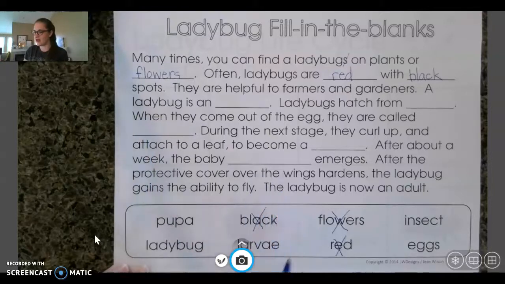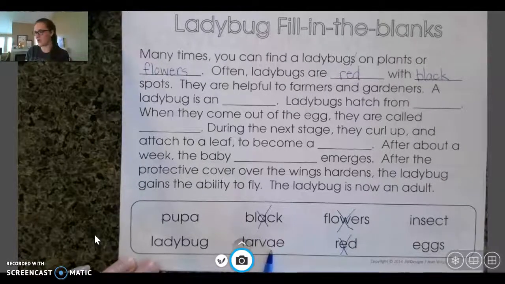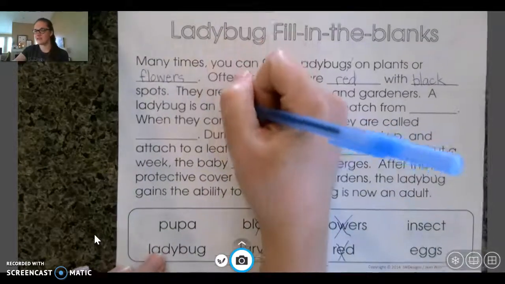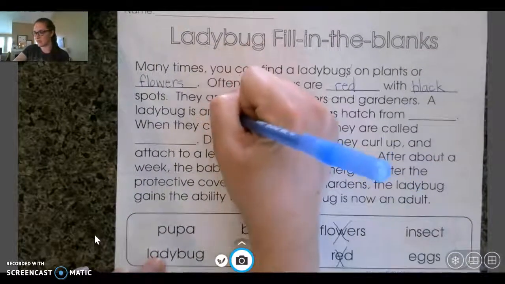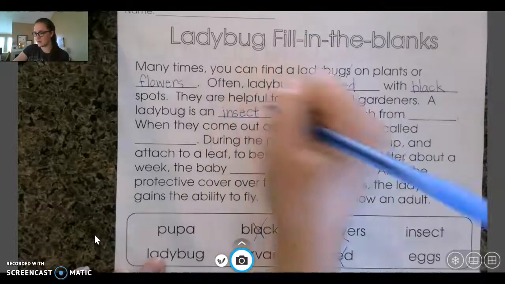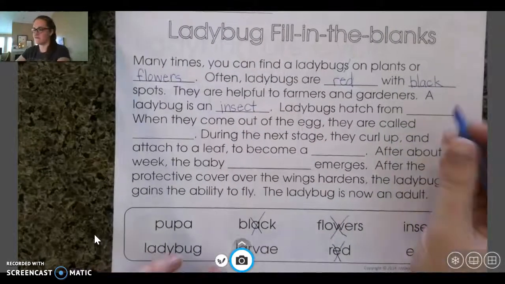A ladybug is a larvae? Again, that's a word we learned is part of their life cycle, but not what they are. A ladybug is an insect. That makes sense. It gives more detail about a ladybug. A ladybug is an insect, which is a group of living things, a specific type of living things.